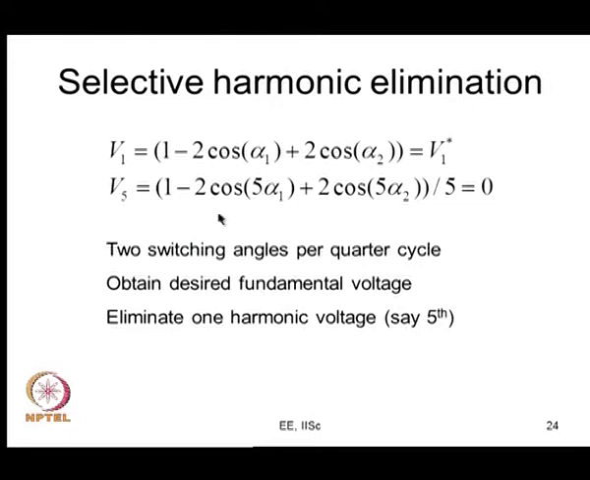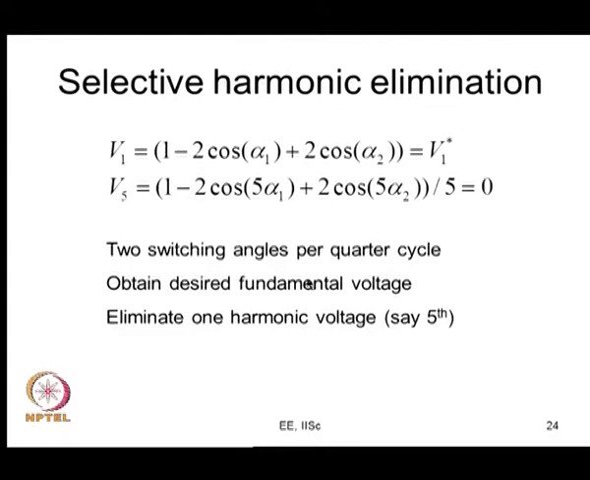So, it is 1 minus 2 cos 5 alpha 1 plus 2 cos 5 alpha 2, divided by 5, that is the fifth harmonic voltage, which should be equated to 0. By solving these two equations numerically, you will be able to find some alpha 1 and alpha 2 which satisfy both equations. So, you can get the desired fundamental voltage, and you can also eliminate this.